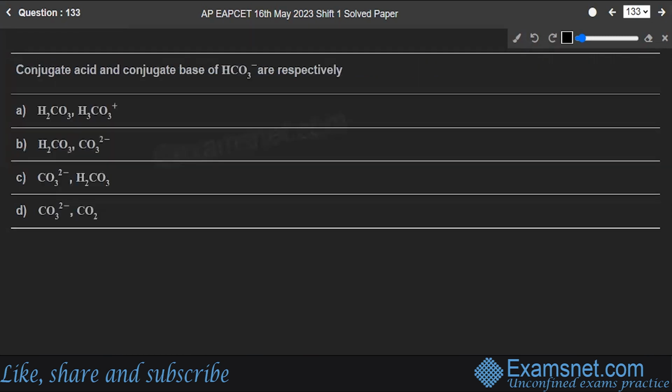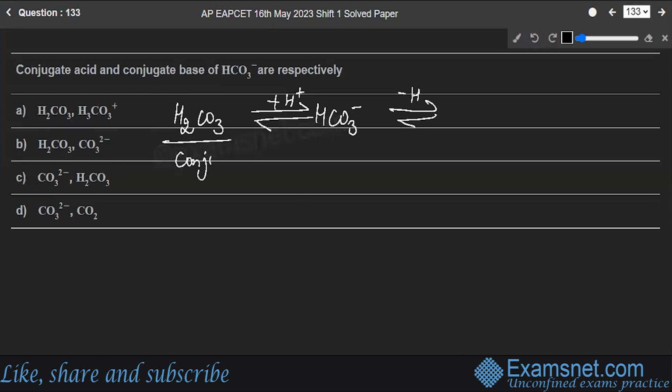Hope you understood this. Next is question number 133. Conjugate acid and conjugate base of hypochlorate ion are. So this is the one. If I have to make the conjugate acid of it, what I have to do, I have to add the H plus ions. So hydronium ions I have to add over here. This will be H2CO3. This is the carbonic acid. You will get this one. And here, if I'm removing, but this is your conjugate acid.